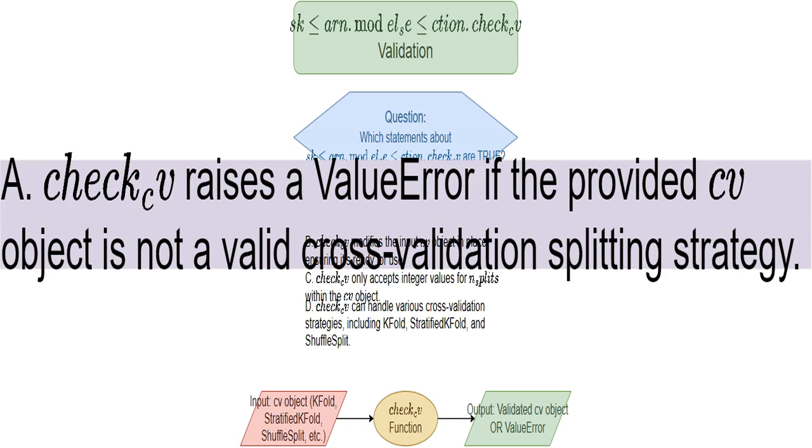The quiz question asks you to identify which statements about sklearn.model_selection.check_cv are true. It tests your understanding of how this function works. Statement A says that if you give check_cv an invalid cross-validation strategy, it will signal this with a ValueError. This is a way for check_cv to tell you something went wrong early in the process, rather than letting the problem show up later.